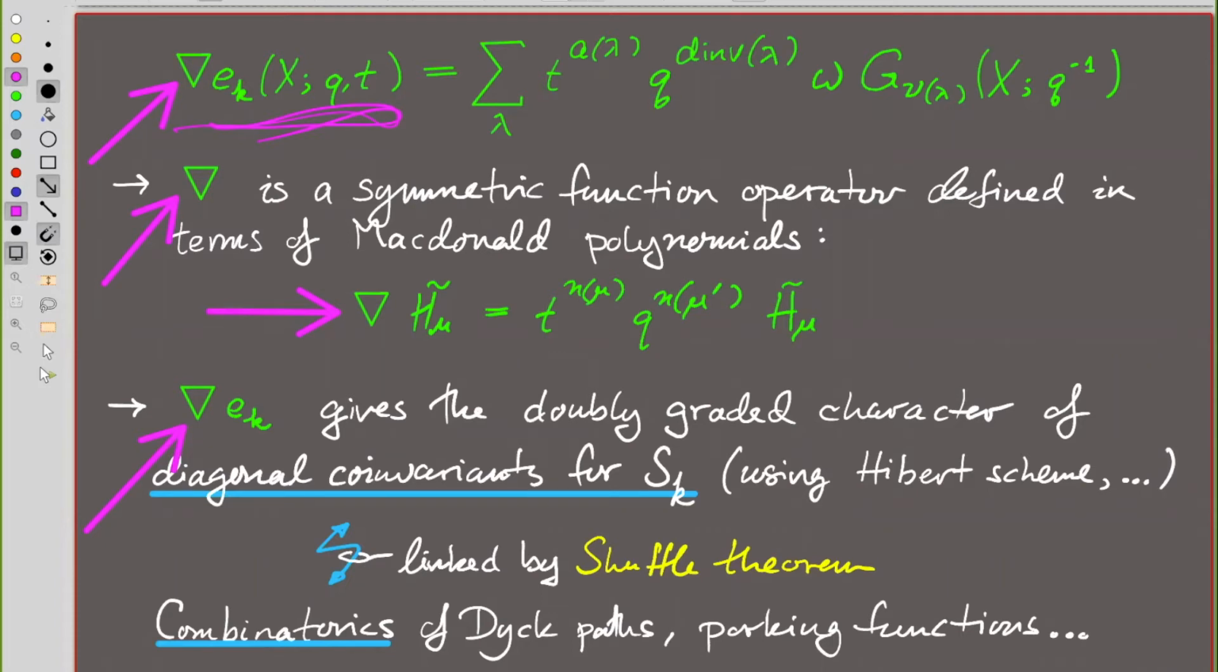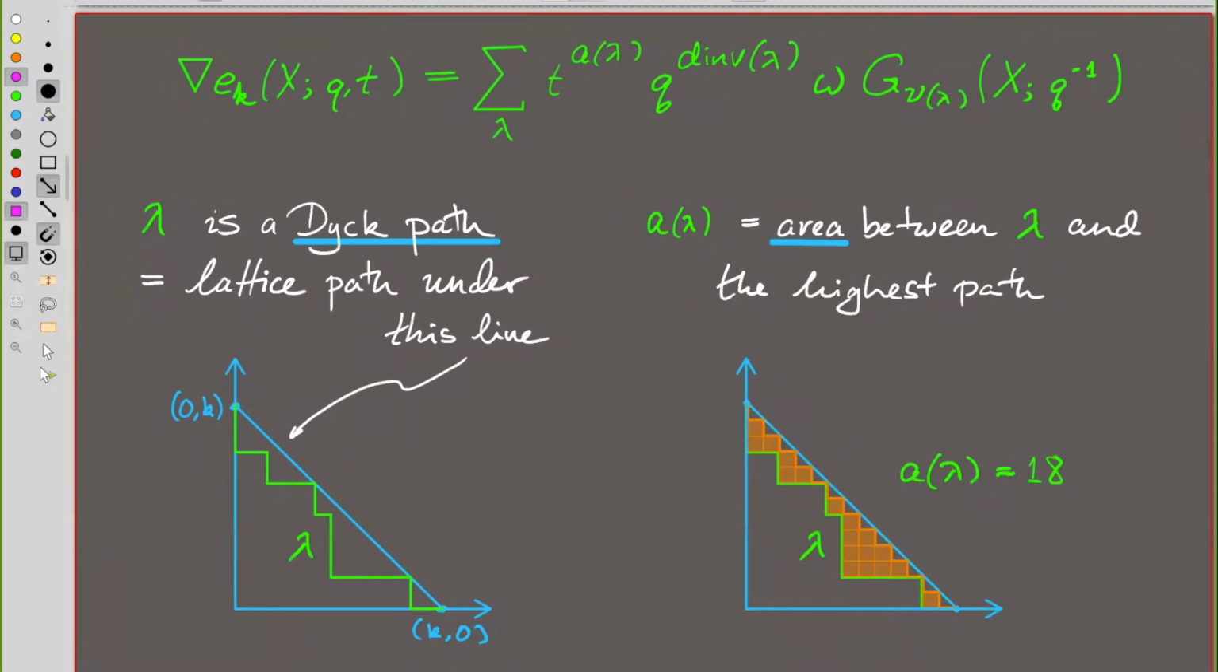And the right-hand side is the combinatorial side. So I also want to explain what's on that side. So I've written it again at the top of the slide just so you can see it. So first of all, let's look at what the sum is over. So these lambdas are going to be Dyck paths, lattice paths under the line from the points k on the x and y axes. And there I've drawn one in green.